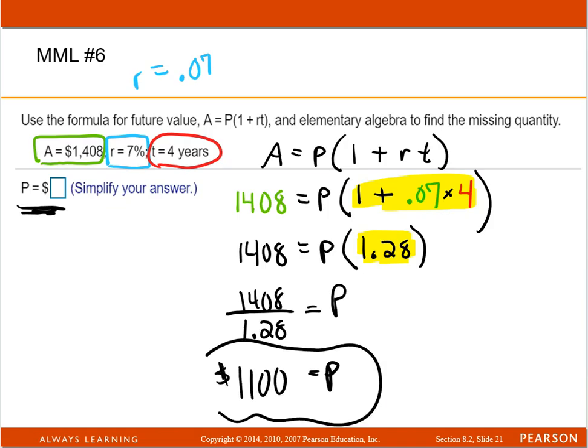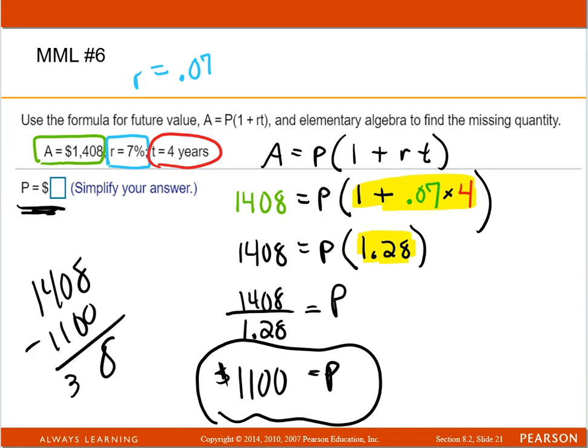$1,100. So if they were to deposit $1,100 at 7% simple interest, walk away for 4 years, when they would come back, there'd be an extra $308 in there, because 1408 minus 1100 is 308. That's how much they earned in interest. Now the question was, what's P? So that is this, the $1,100, but in just terms of interest, they've earned $308.